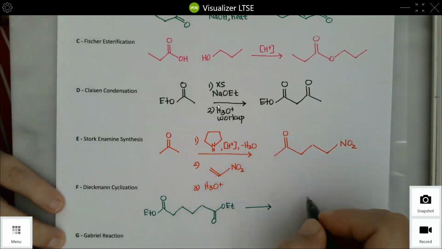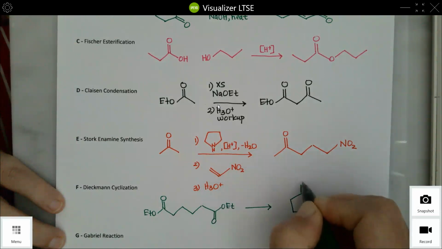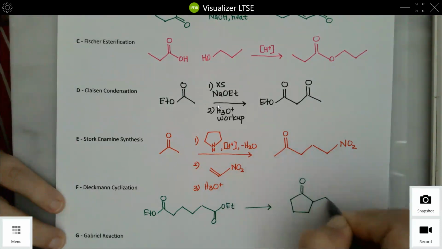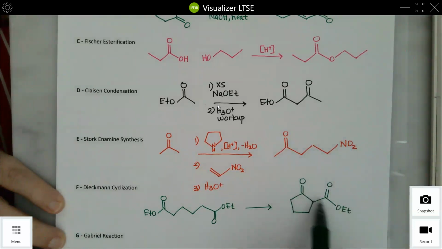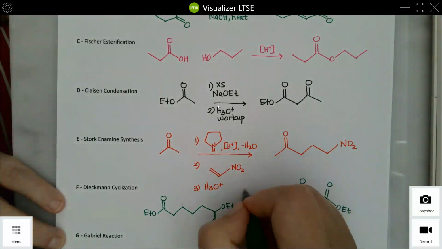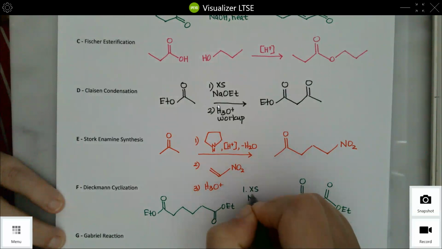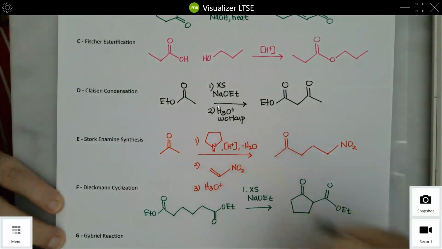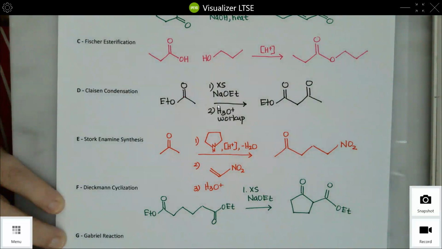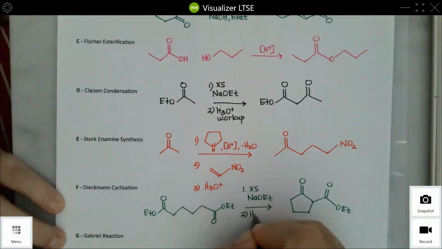So this will end up giving me a 5-membered ring with a ketone here, and I'll end up with an ester. Think of it like a Claisen, because you end up with a beta keto ester, but it occurred intramolecularly, and then it's called a Dieckmann cyclization. So the reagents for this are still excess NaOEt, similar to the Claisen condensation above, and we want to match the base. And then we are going to do our same thing we saw above, H3O plus workup.